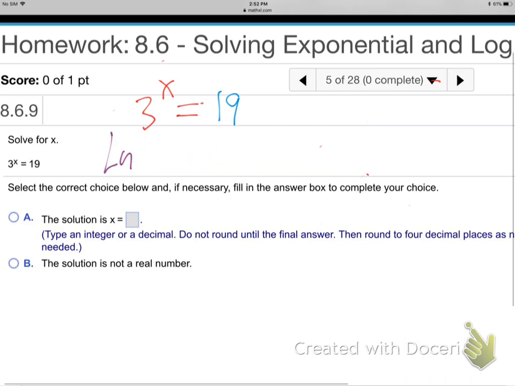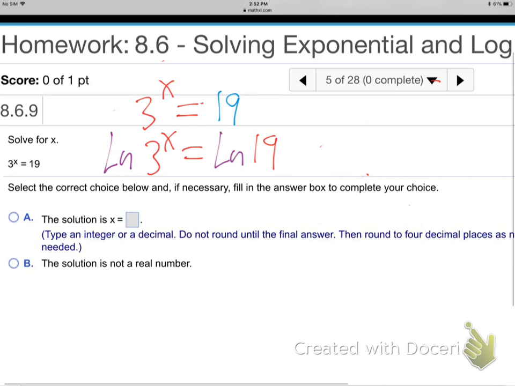You can do regular log or ln. I'll just do ln. It doesn't really matter. It'll work the same either way. But you got to do both sides, right? Because you got to keep the balance. If two things are equal and you treat them the same, they're still equal. If you do one side, do the other. So here's what you do. You do the ln of both sides because you got to keep the balance.